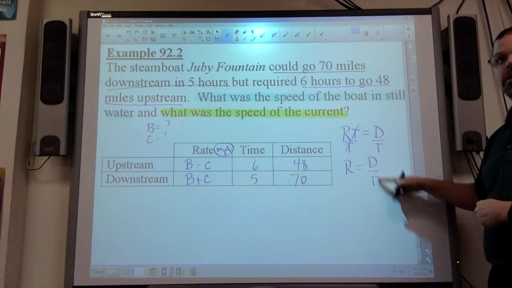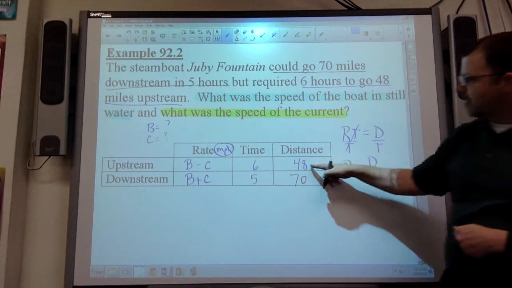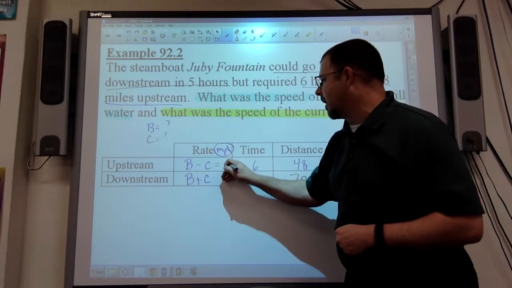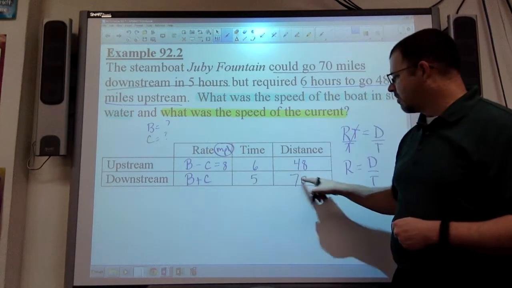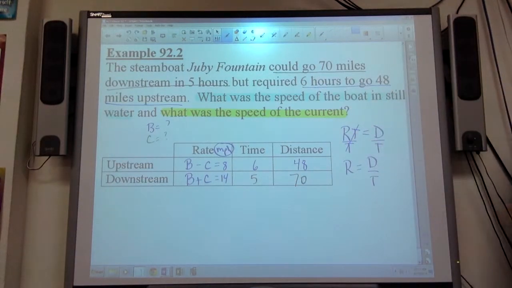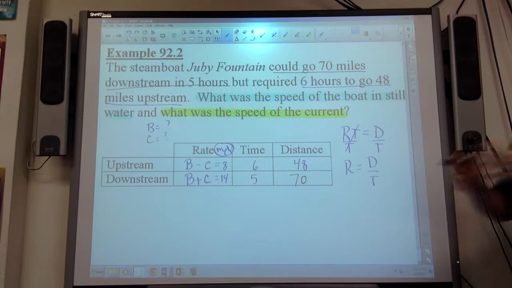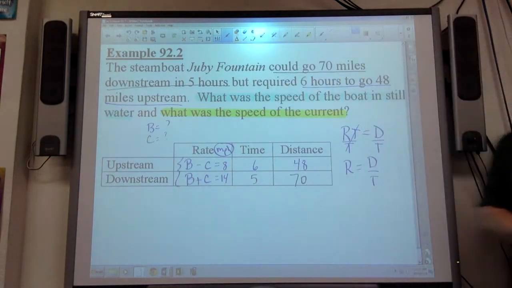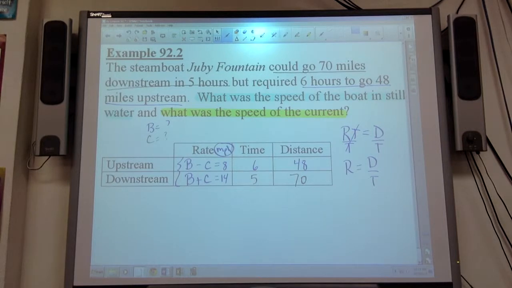And we know distances and times, right? So if I take distance divided by time, it equals rate. So watch this. 48 divided by 6 is equal to 8. And 70 divided by 5 is equal to 14. And just like that, within the chart even, I can create a very basic system of equations. I'm talking Algebra 1, first day we learned how to do this, system of equations. As easy as it gets.